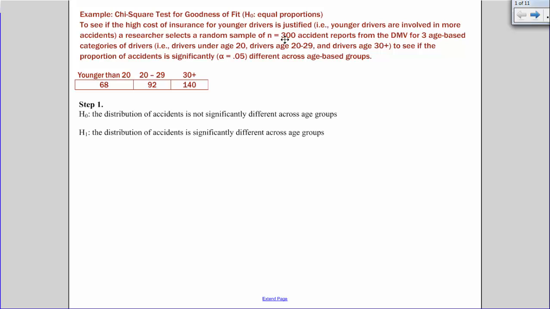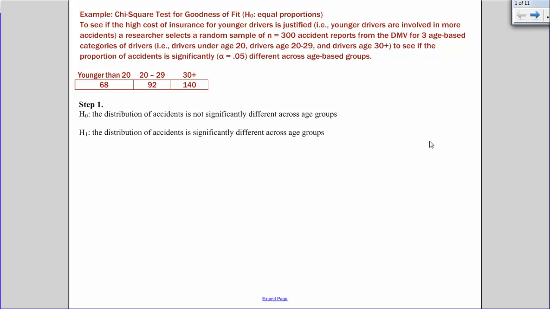So we look at 300 accident reports and we group those accident reports based on the age of the driver: younger than 20, age 20 to 29, and 30 or older. So in step one, the hypotheses. For the null, the distribution of accidents is not significantly different across age groups. The distribution of what we're measuring, number of accident havers, is not significantly different across the different groups. And then the alternative, the distribution of accidents is significantly different across age groups.